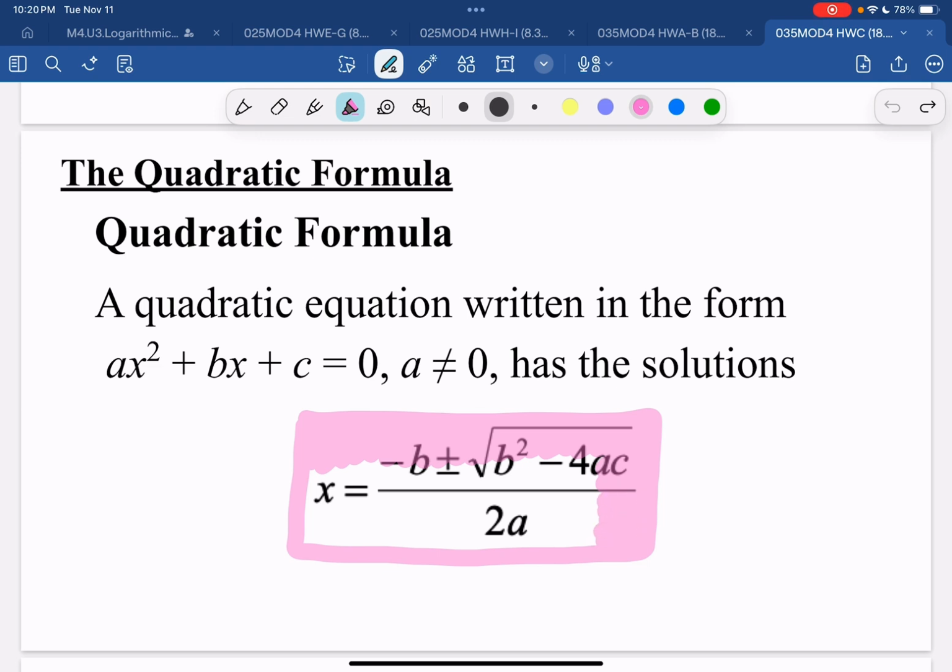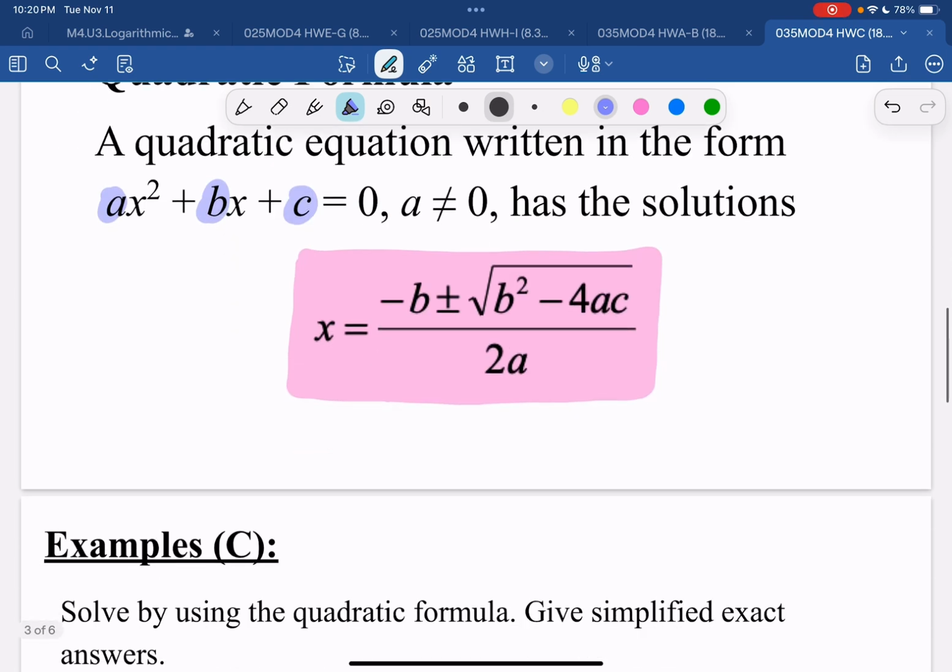Quadratic formula, very important. And if you are precise and careful with plugging it in and calculating, it's not too bad. It looks a lot worse than it is. What you're doing is pulling out the pieces: you're going to pull out the a, the b, and the c from your quadratic equation, and we're plugging them in. So let's look at some examples.